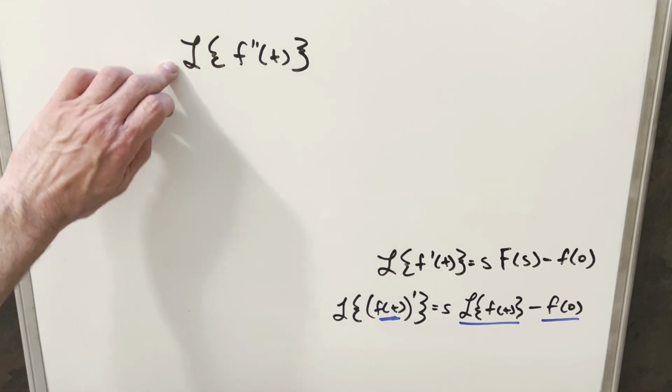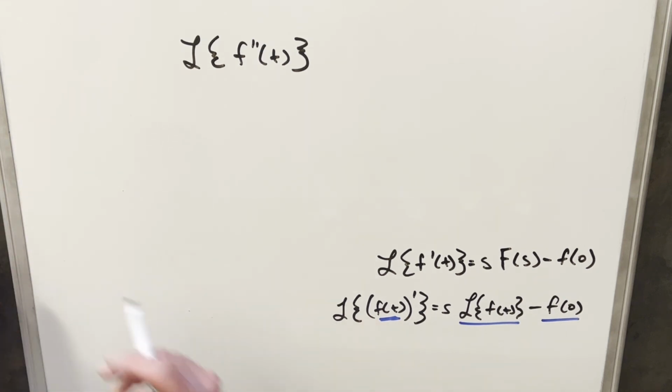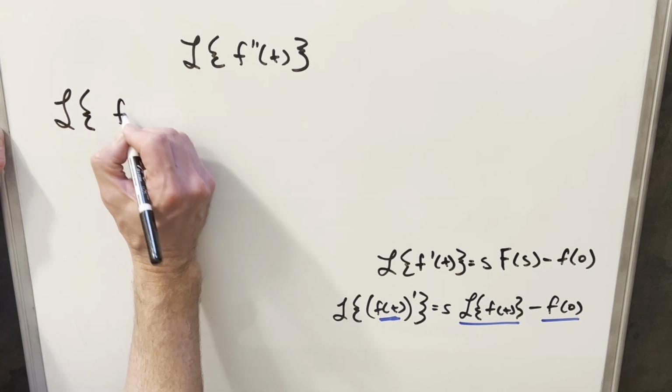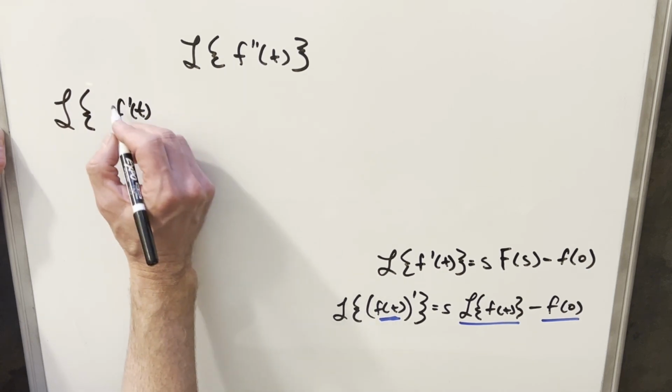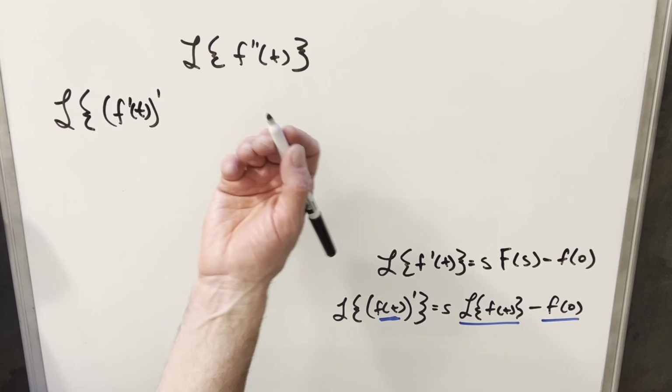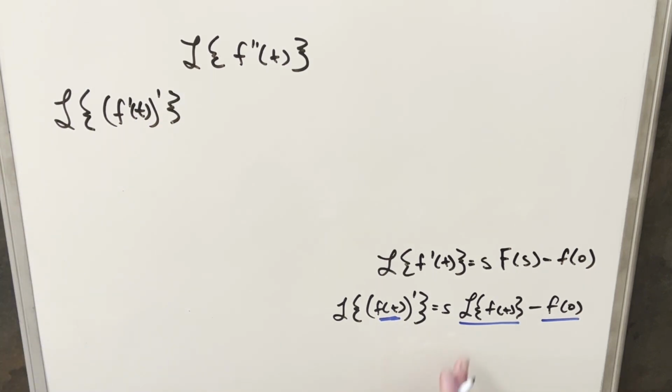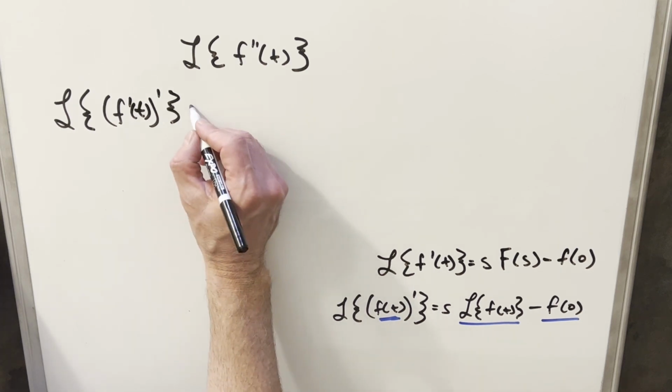Because for this Laplace transform, what I want to do is get it where I can use it in this form. So I'm going to write this as the first derivative as our function, and the derivative of that. That's the same thing as the second derivative, just getting it where we can clearly use this form. So then we're just pattern matching using this.